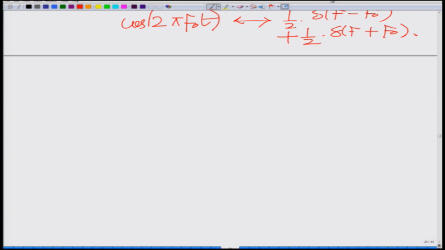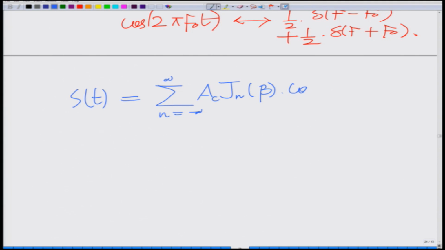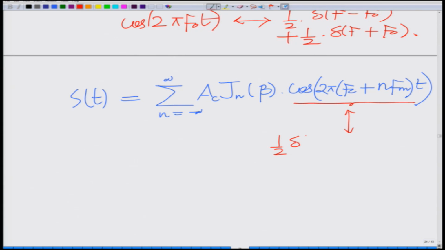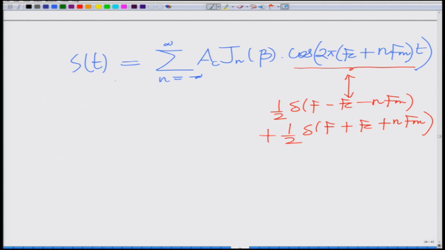Therefore, now if you look at s(t), let me rewrite s(t) again. s(t) equals summation n equals minus infinity to infinity A_c J_n(β) cosine 2π(f_c + n f_m)t, and each of these cosine terms has Fourier transform half delta(f minus f_c minus n f_m) plus half delta(f plus f_c plus n f_m), which implies the Fourier transform of s(t).